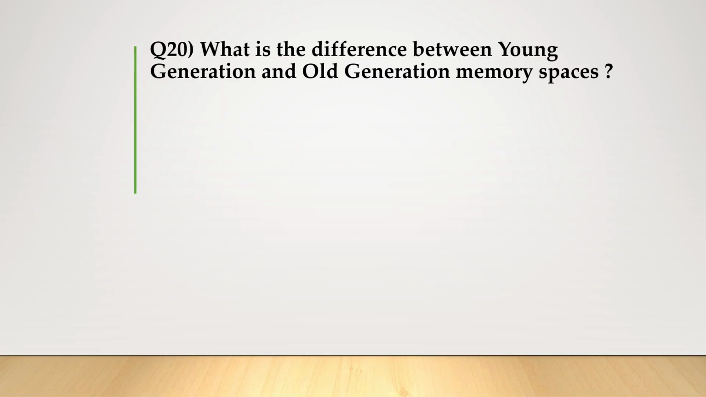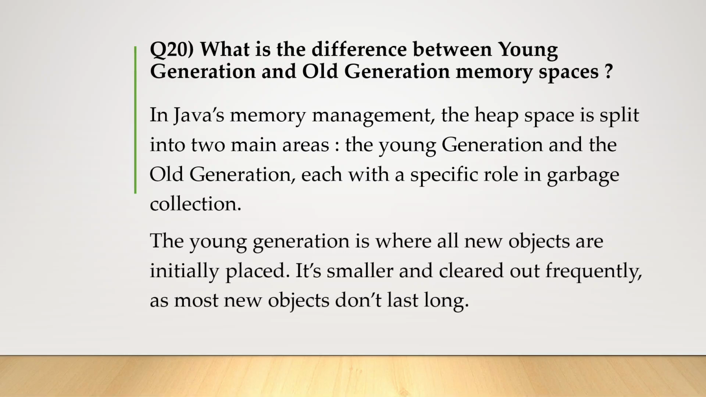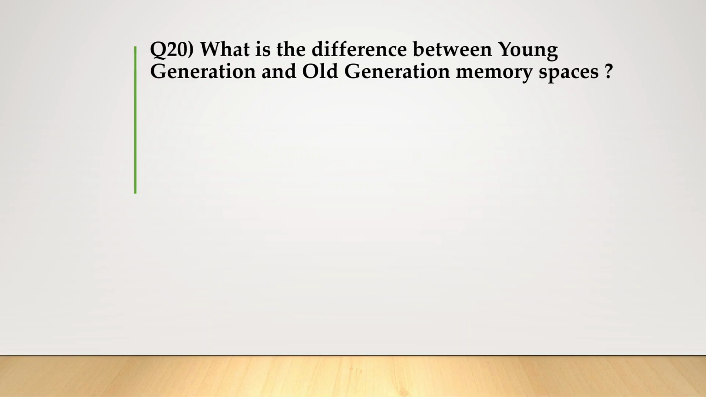Then what is the difference between young generation and old generation memory spaces? In Java memory management, the heap space is split into two main areas, the young generation and the old generation. Each has a specific role in garbage collection. The young generation is where all the new objects are initially placed. It's smaller and cleared out frequently, as most of the new objects don't last long.